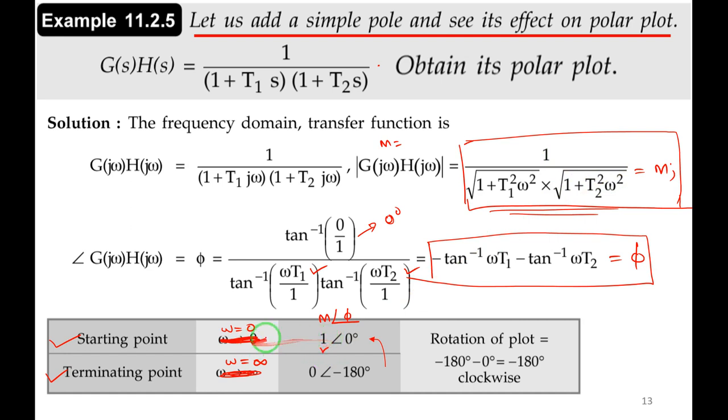Then what about the angle? Substitute omega equal to 0. Tan inverse of 0 is 0 degree. So this is also fine: magnitude 1 at an angle of 0 degree, that is, magnitude at an angle of phase phi. Now for omega equal to infinity, calculate the magnitude. So substitute infinity here.